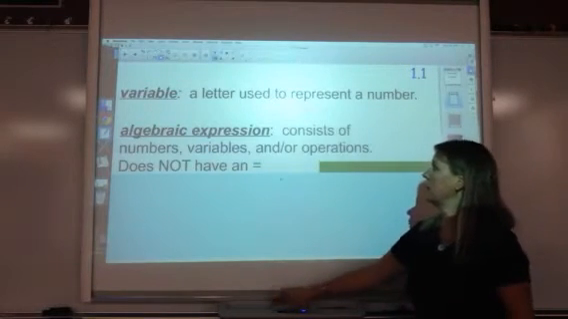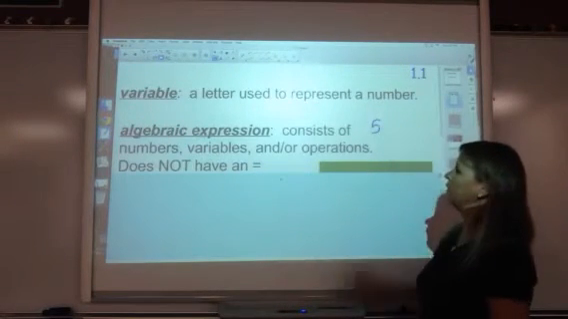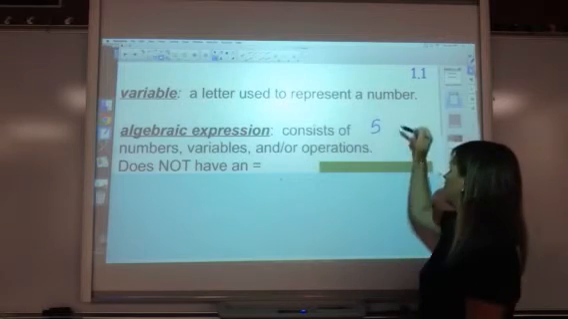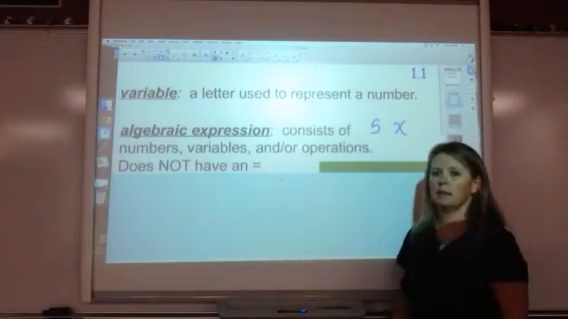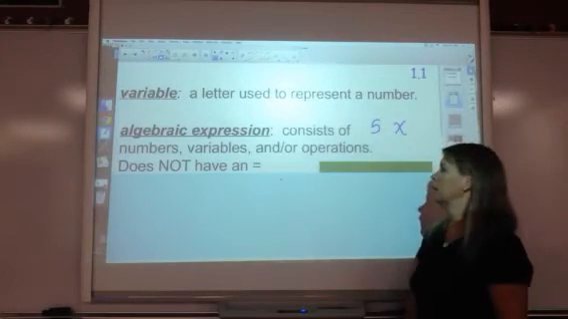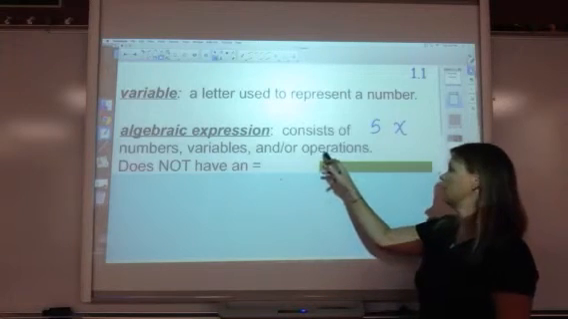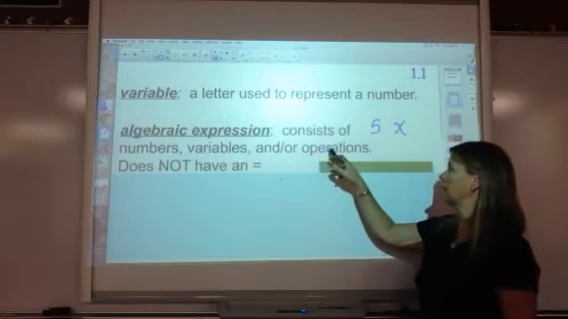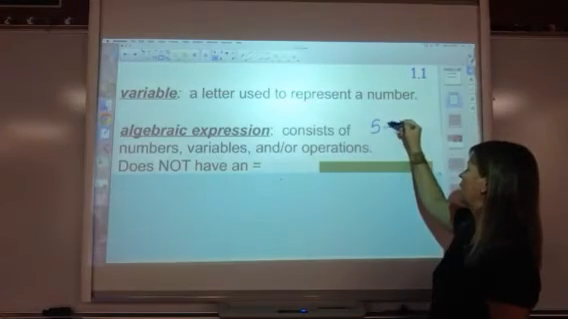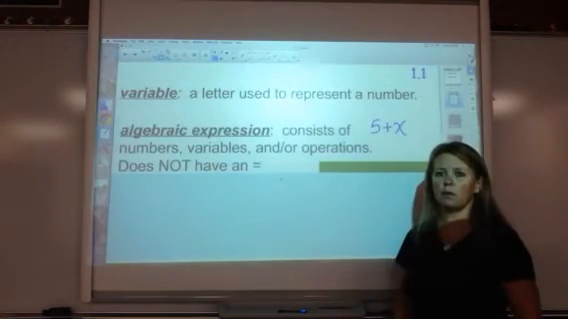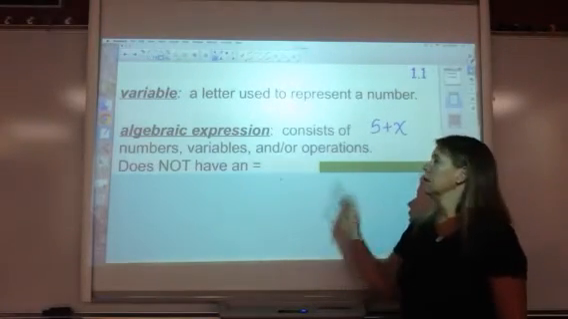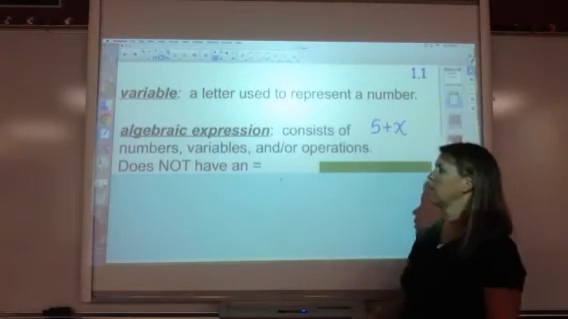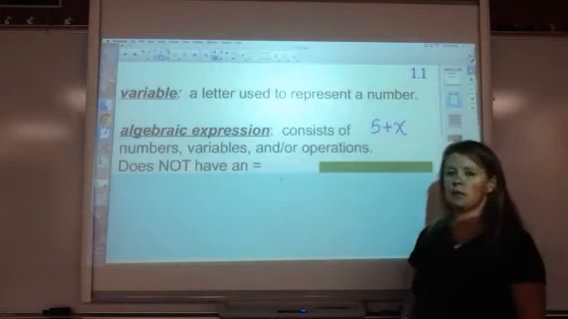So the number 5 is an algebraic expression. It could be a variable. x is an algebraic expression. It could have an operation, not like having your spleen operated on or your gallbladder removed, but an add, subtract, multiply, divide, square root, or exponent operation. So this would be an algebraic expression. No equal sign means no solving.